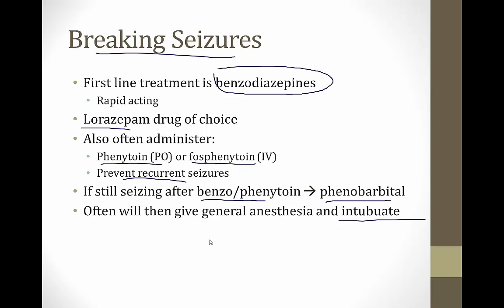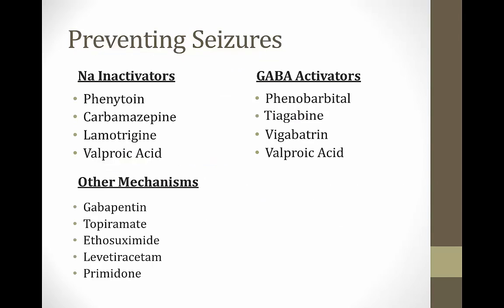seizures are dangerous. And then while they're sedated and intubated, we'll try to load them up on medications to prevent further seizures. Preventing seizures is very different from breaking status epilepticus. Here we have a number of oral drugs that patients can take chronically to decrease the likelihood that they'll have seizures. Generally, drugs for preventing seizures fall into two categories.